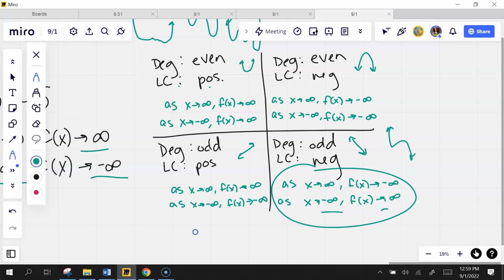It's really, if you think about it, it's not hard to remember. You just got to think the odds are the hardest. Evens are the same. Even positives are both up. Even negatives are both down. Odds are opposites, so think about a line. If it's positive, then it's positive, positive. But if it's negative, it's positive, negative.